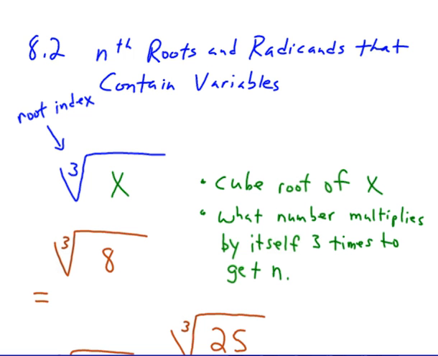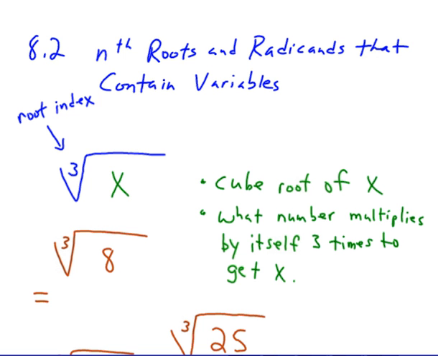If we say this means the cube root of x, so I've written that over here, that means what number multiplies by itself 3 times to get x. So when I say this title is nth roots, that just means these numbers are going to change. I could put a 4 in there, I could put a 5. If there's no number, the default is 2. So let's start with the cube root of 8.